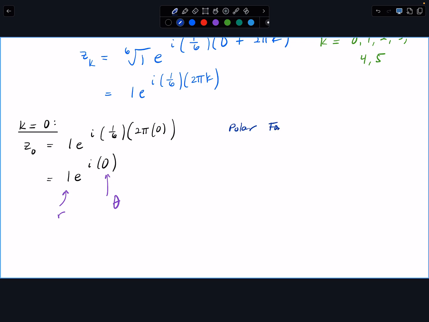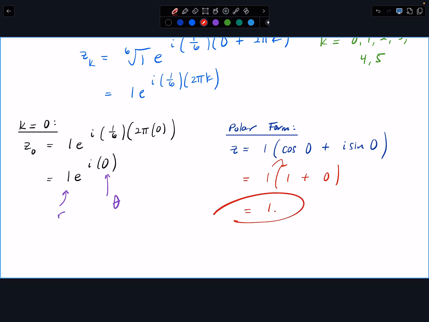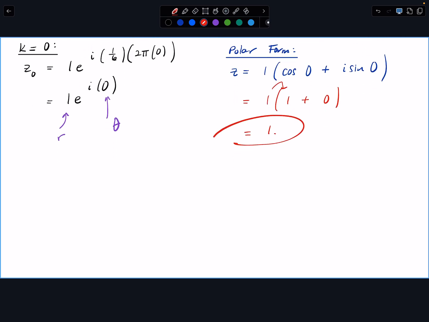So polar form, the only thing you need, guys, is r and theta. So z is equal to r, which is just 1, times the cosine of 0 plus i sine of 0, not theta. What's the sine of 0? You guys are really scaring me right now. 0. So if I distribute this, what's 1 times 1? This is 1. Okay. Hey, 1 down.